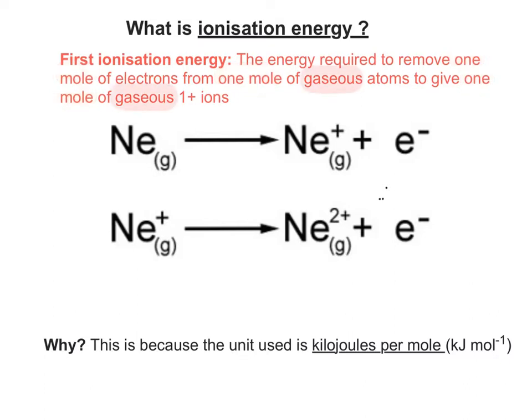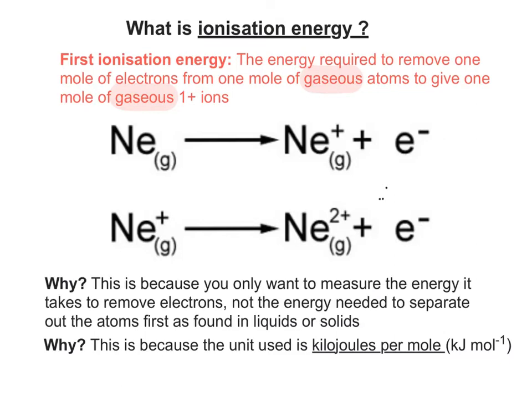So the second important aspect of the definition is the fact it's gaseous atoms and gaseous ions. So because it's the energy to do with ionisation and nothing else, you don't want to have to spend energy separating out the atoms first before you remove the electrons. You want it to be the energy needed for one process only, and that process is the removal of electrons.